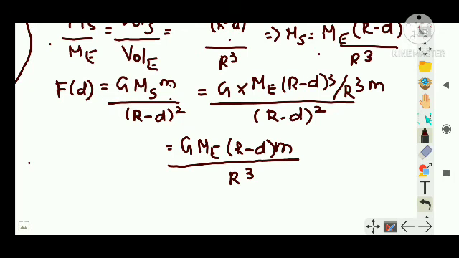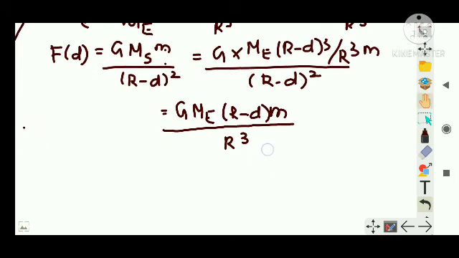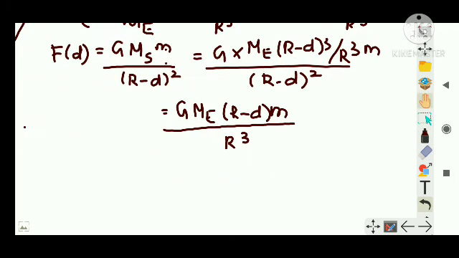Sorry. Now from here, let us keep this equation. I know that any force experienced by the small m is actually its weight. So I can write F of d is equal to mg dash. Why did I write g dash? Because g is the acceleration due to gravity on the surface of earth.